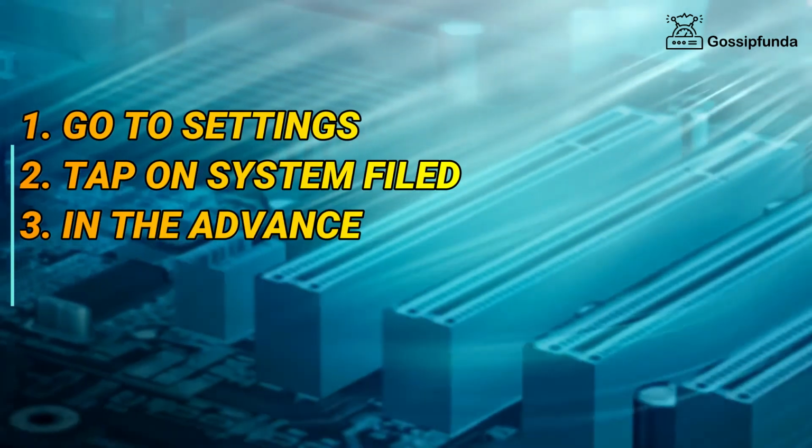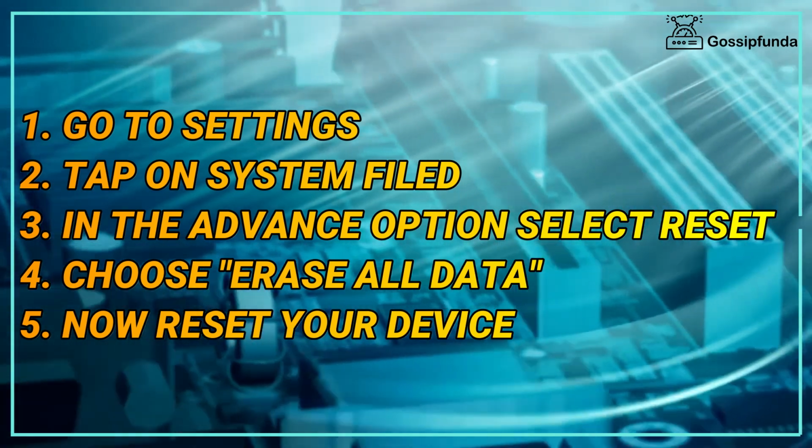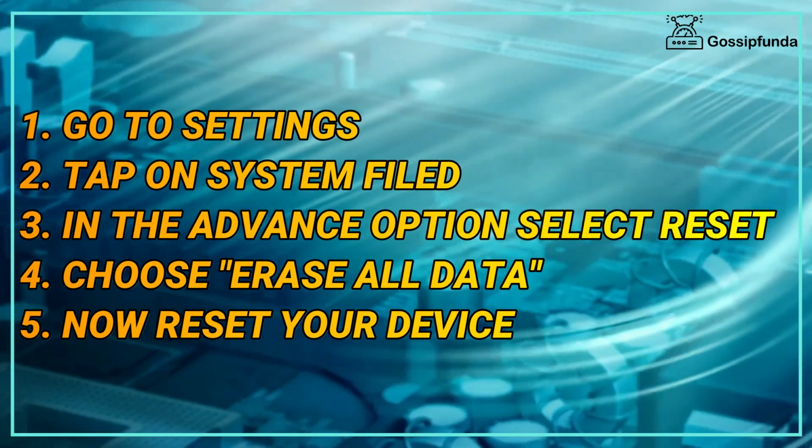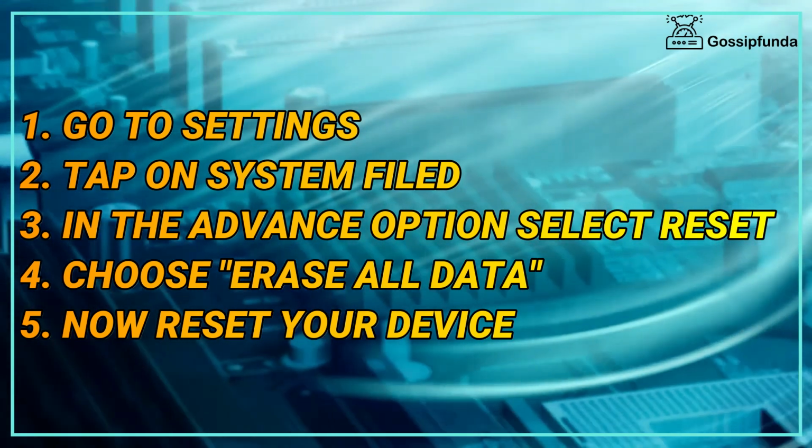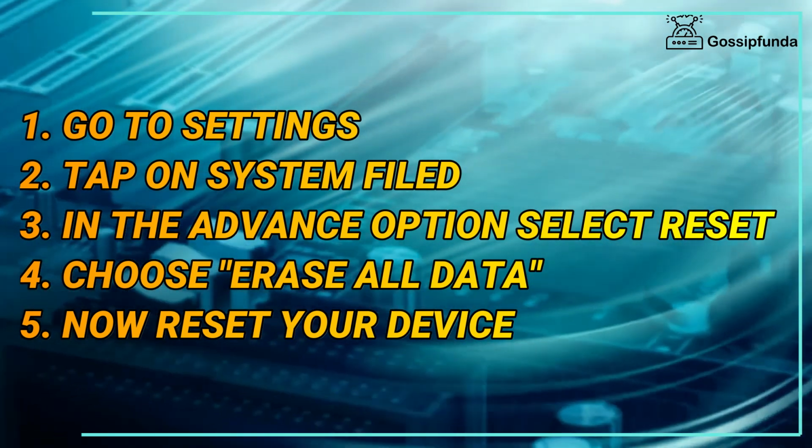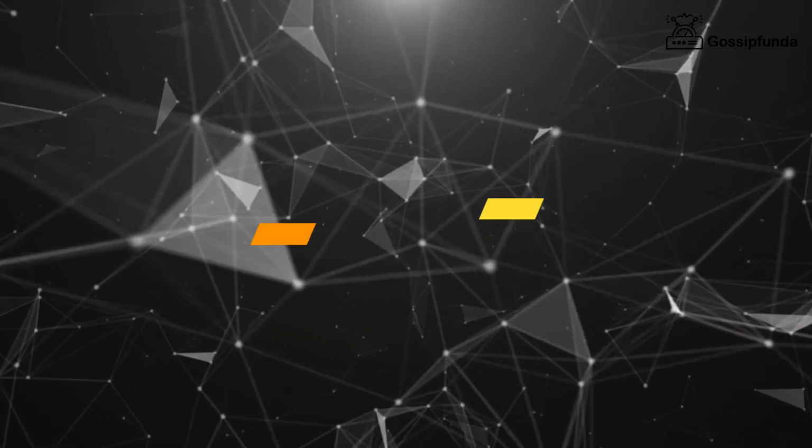Go to settings, tap on system. In the advanced option, select reset. Choose the erase all data option. Now reset your device. Fail to obtain IP address will get fixed.